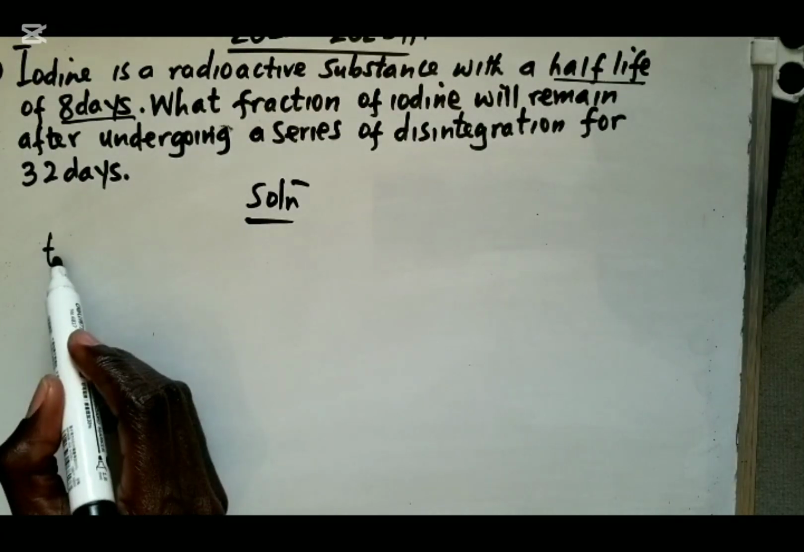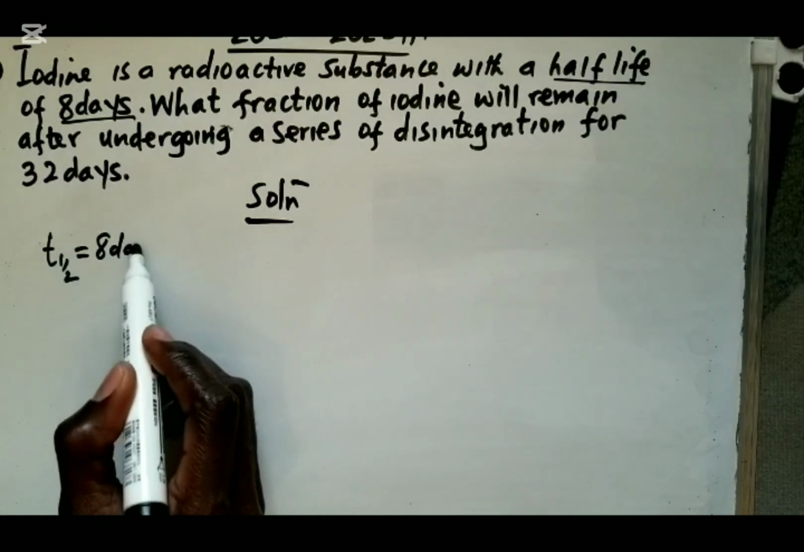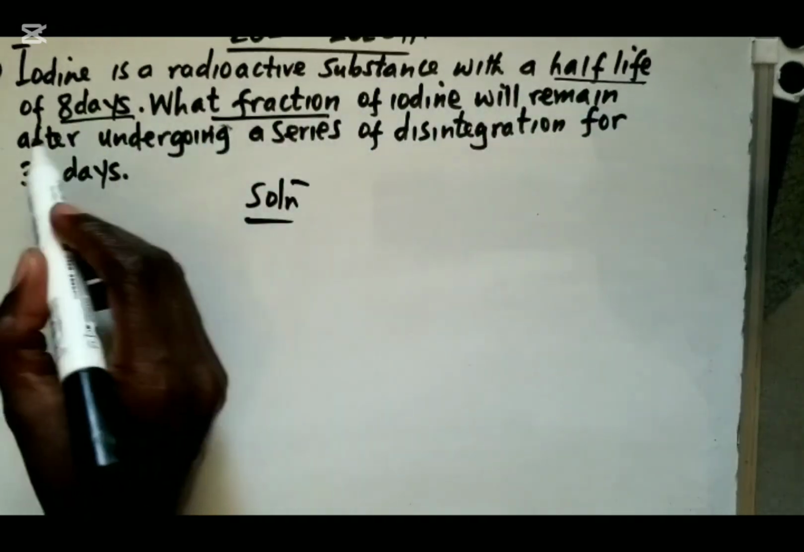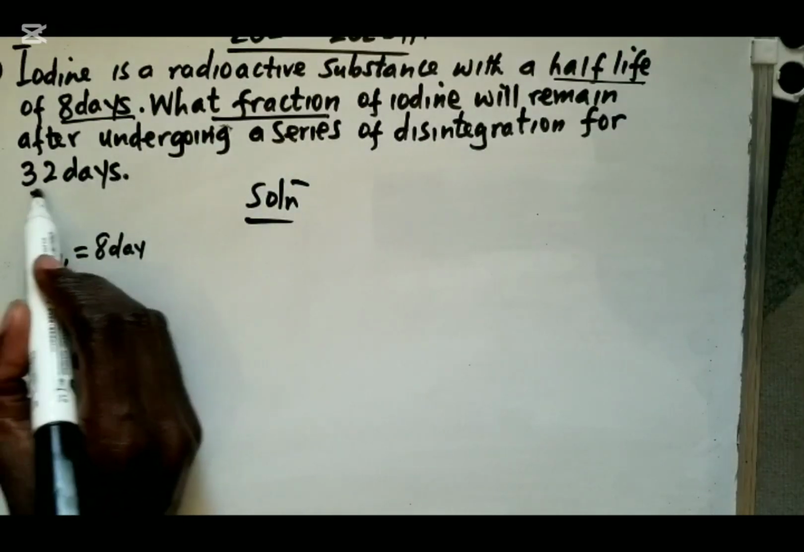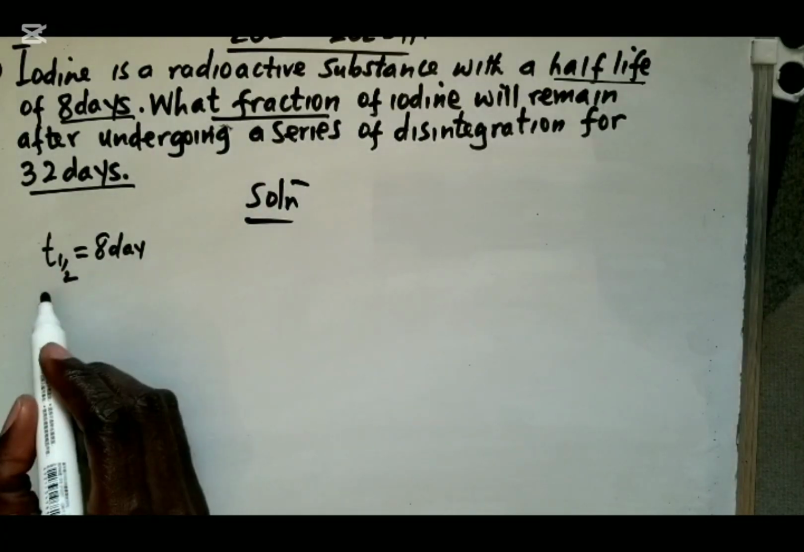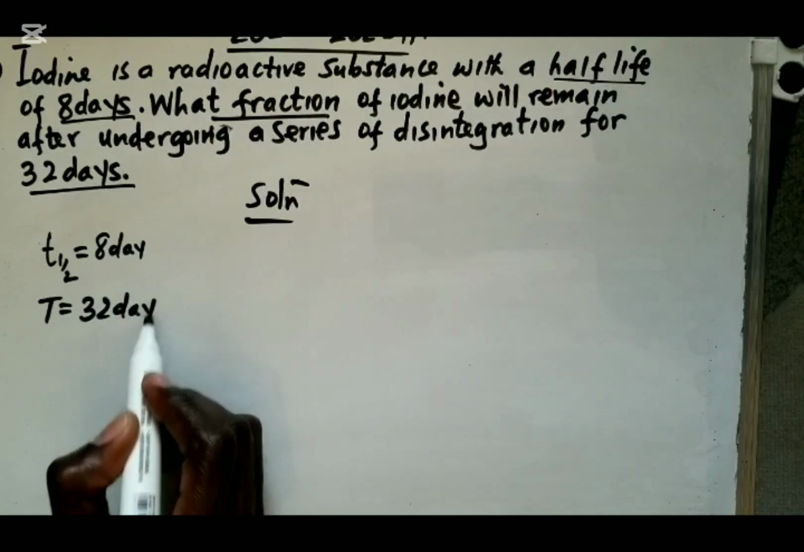Remember, the half-life is represented by T half, and the half-life is 8 days. Then it says, what fraction of iodine will remain after undergoing a series of disintegrations for 32 days, meaning the total time it takes to disintegrate is simply 32 days. So the question says, what fraction.